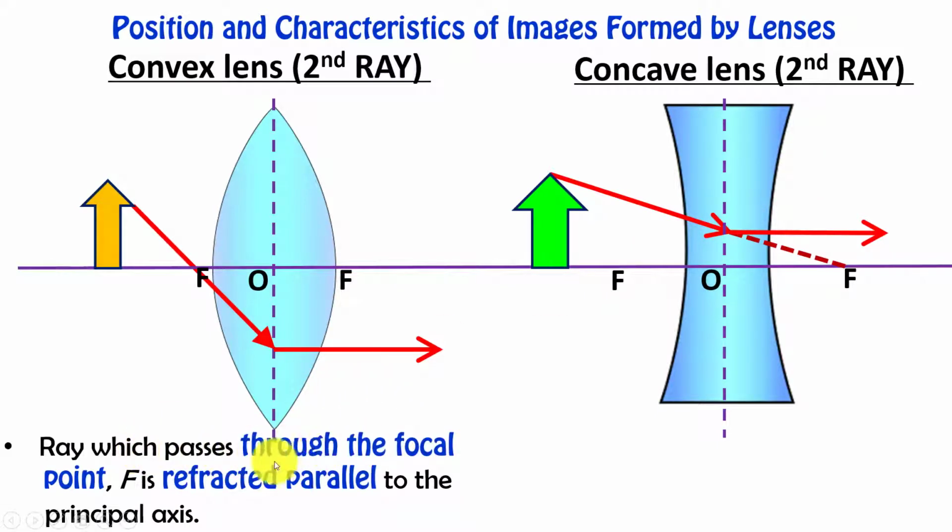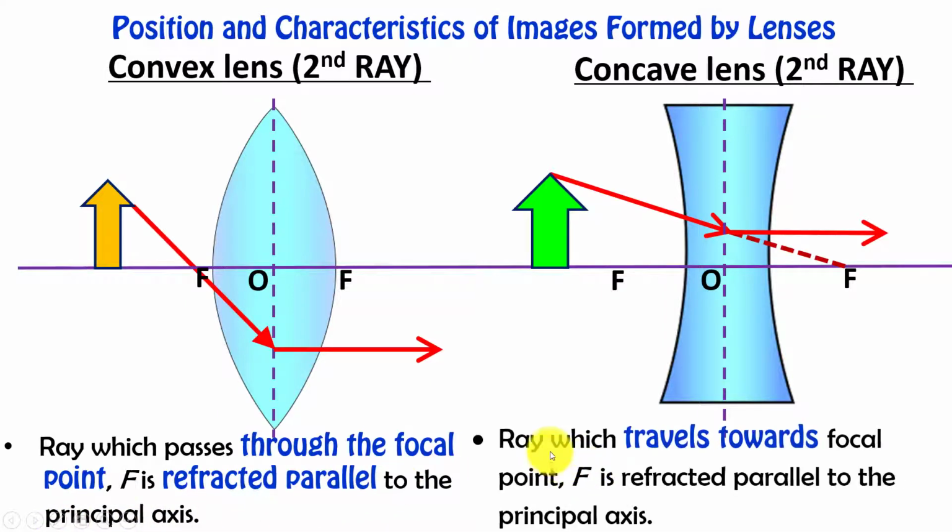A ray that passes through the focal point F is refracted parallel to the principal axis. For the concave, a ray traveling towards the focal point F is refracted parallel to the principal axis. It's almost the same, because this one passes through the focal point, and this one travels towards the focal point.